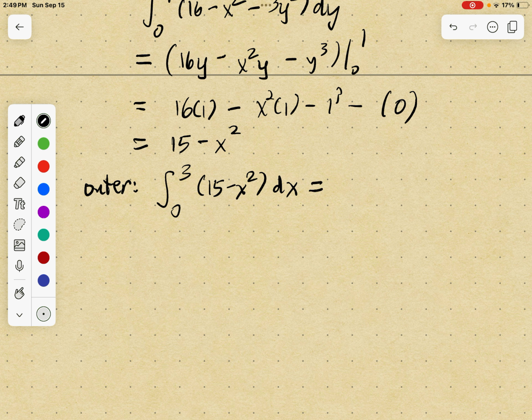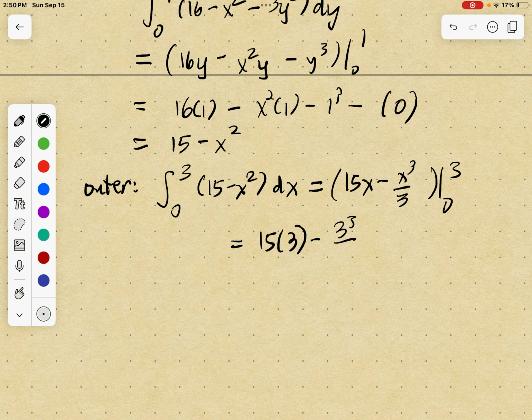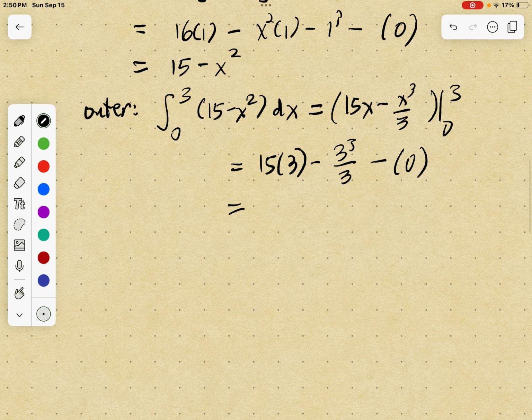And so this is going to be 15x minus x cubed over 3, evaluated from 0 to 3. And then you plug in 3, 15 times 3 minus 3 cubed over 3. And then minus 0 is 0. And you're going to get 45 minus 9, which is 36. So the answer is 36. Okay, that's the simplest example of Fubini's theorem.